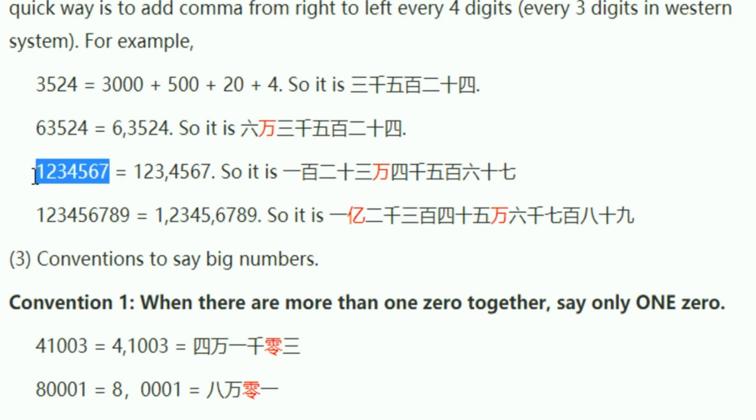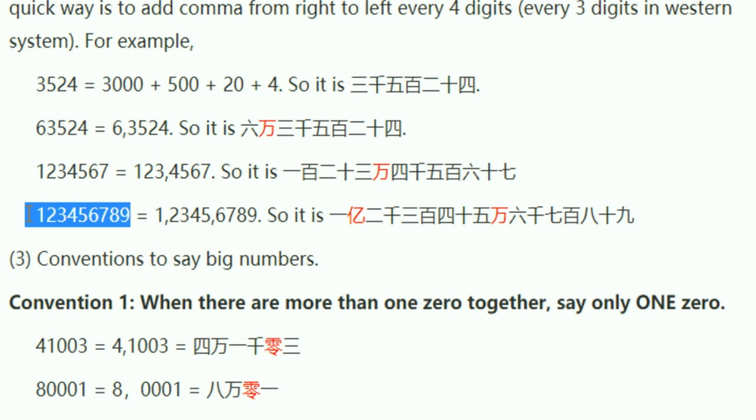So this number is very big. Doesn't matter. You just count from right to left every 4 digits. Then you can say it is 123,4567. A huge one here: 1, 2, 3, 4, 5, 6, 7, 8, 9. Same rule. Count every 4 digits and you find you need 2 commas.